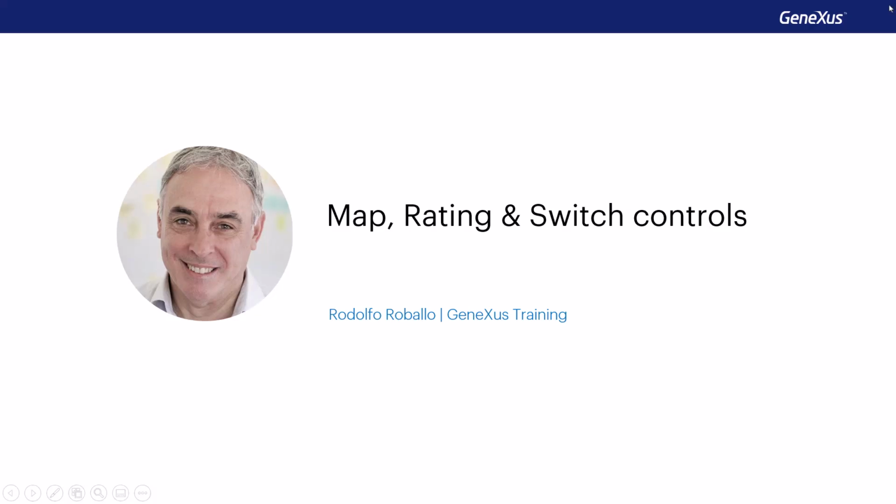This video will continue the study of various types of controls that aid in the enhancement of the user experience for your travel agency app. Start with the map control to view information on a map.